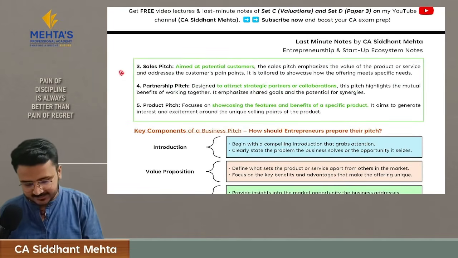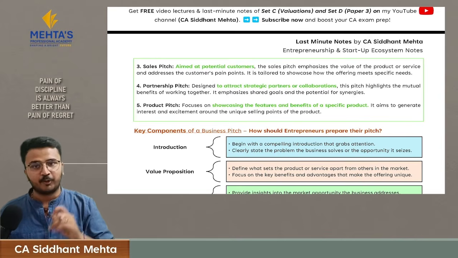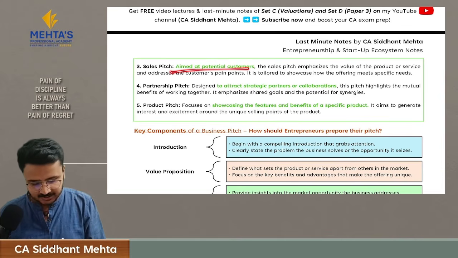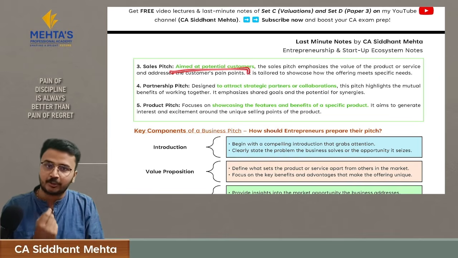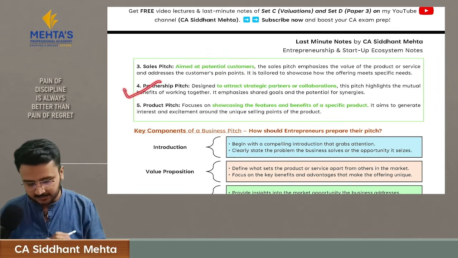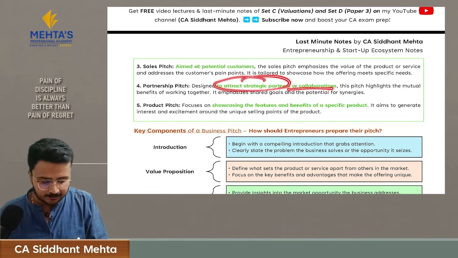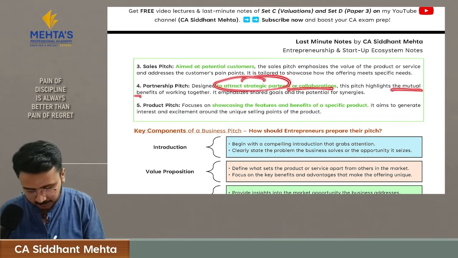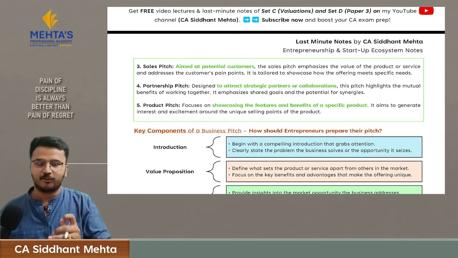The third one is the sales pitch. Here, as the name suggests, this pitch is for customers. It is aimed at potential customers, and in this pitch you mention the unique features in your product or services which will attract the customers. The fourth one is the partnership pitch, which is designed to attract strategic partners or collaborators. This pitch highlights the mutual benefits of working together. It emphasizes the shared goals and potential for synergies.